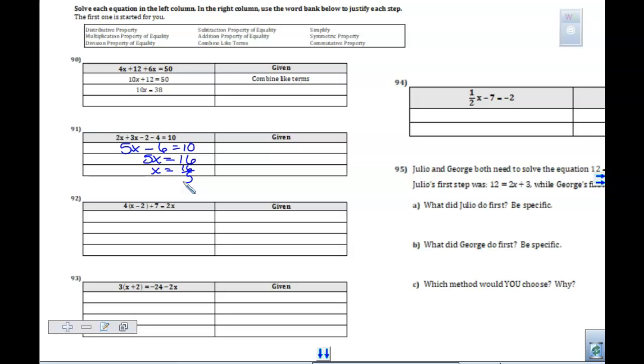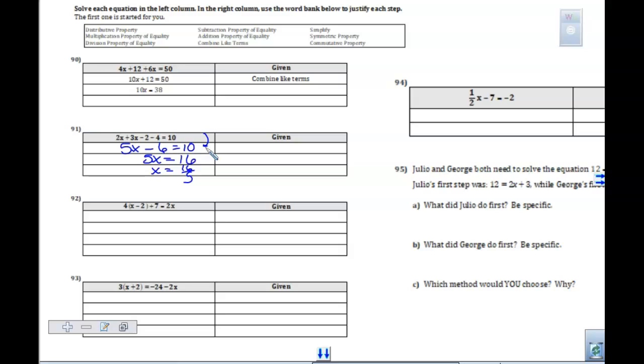If I had that, what I'm always looking at is what changed from the first line to the second line. So the 2x plus 3x negative 2 minus 4, if I was looking at that, what would you say we were doing?